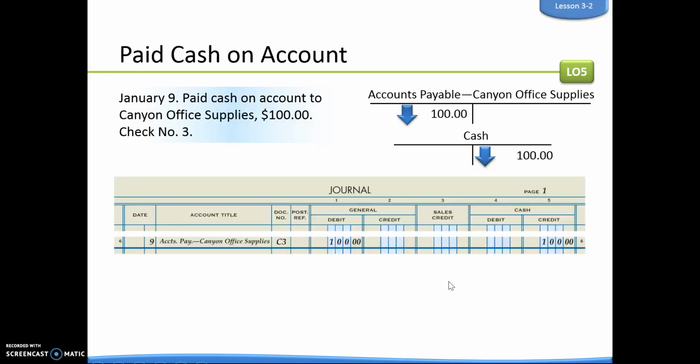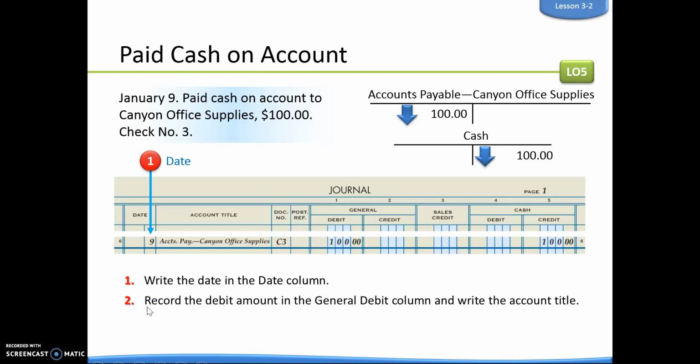So let's look at this in our journal. Again, because we're not on the first line of the journal, we do not need to put our month and year. So we just put the 9th as the date. In that goes. We put our debit first, which is accounts payable, Canyon Office Supplies. Again, that's a debit of $100.